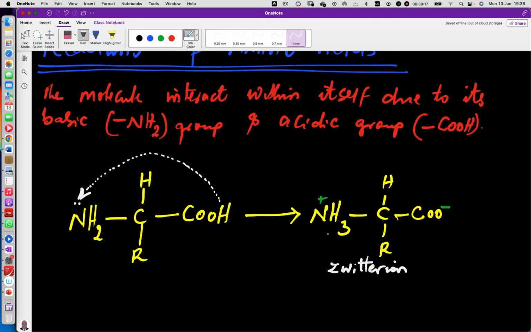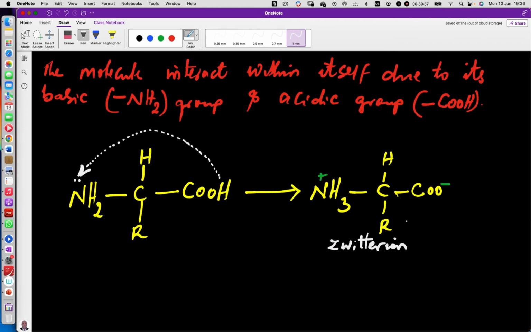It is called the zwitter ion because there are two regions of positive and negative charge. The presence of the zwitter ion means the amino acids are soluble in water.